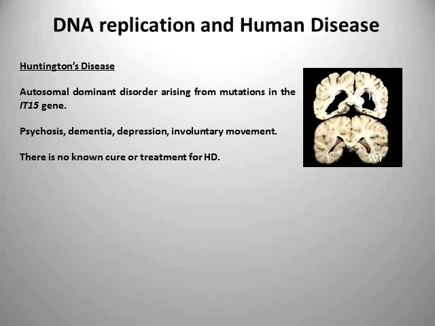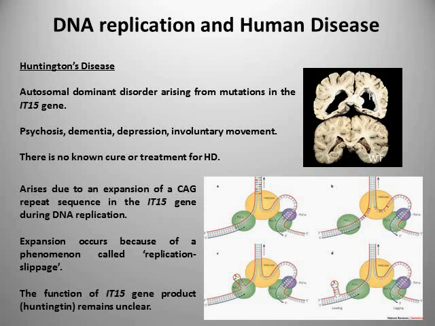Another disease which arises indirectly from DNA replication errors is Huntington's disease. This is an autosomal dominant disorder that arises from mutations in the IT15 gene, and it's a lethal disorder which some of you will learn a lot more about because it's one of the topics for the group presentations. There's no known cure or treatment for Huntington's disease at the moment. It arises because of something called DNA slippage.